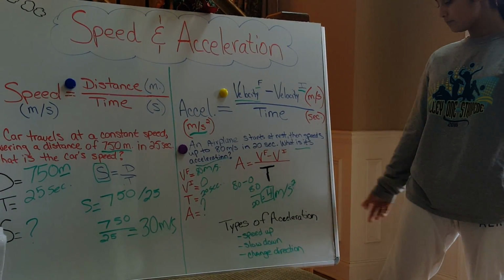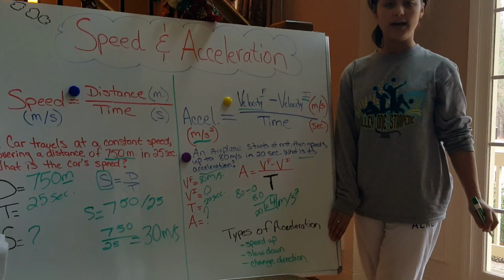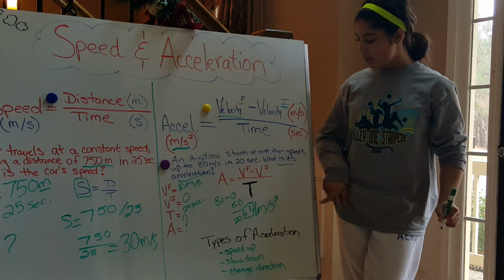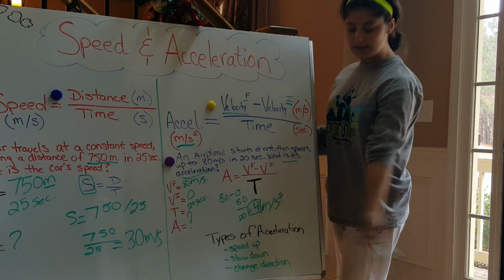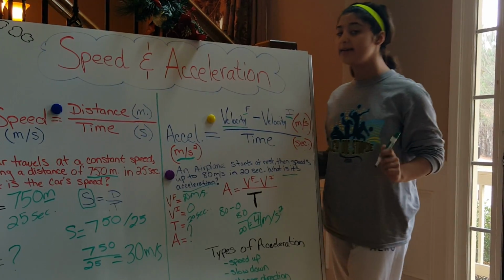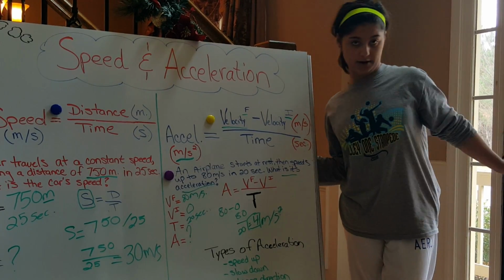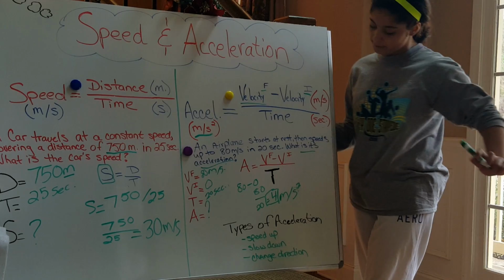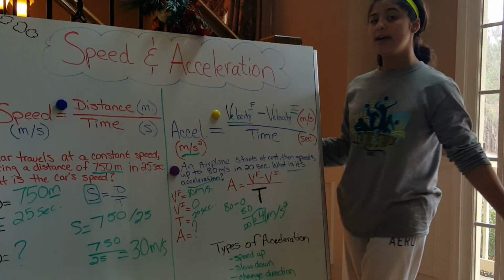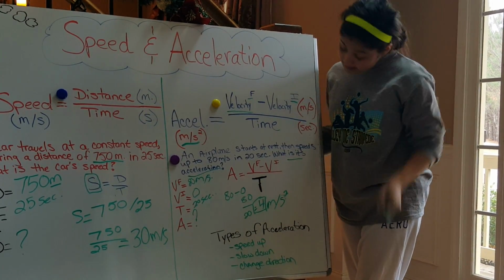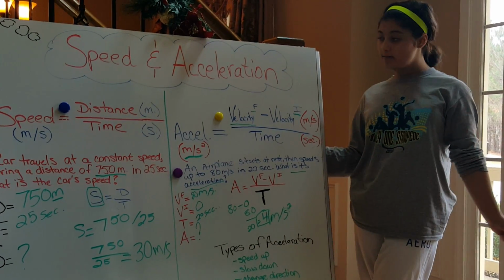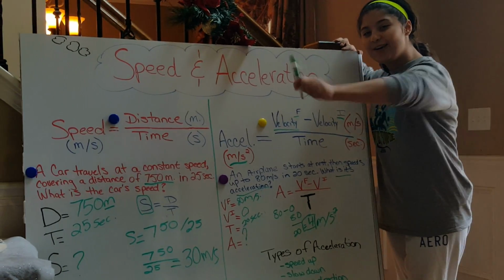Now, sometimes it's not going to say if it speeds up or slows down, but we are going to talk about our types of acceleration because there are 3 ways that it can accelerate. The first one is, we all know, that it can speed up. The next one, it can slow down, and a lot of people don't actually know this. It actually can change direction. So, with that, kids, go ahead and learn.